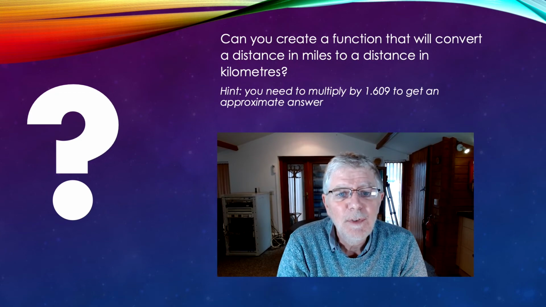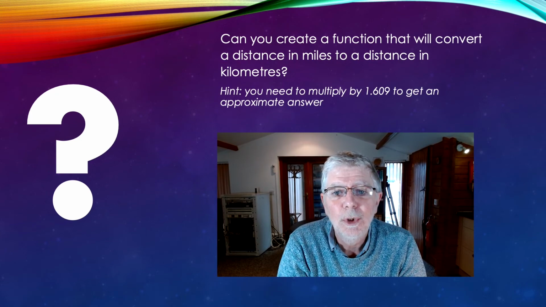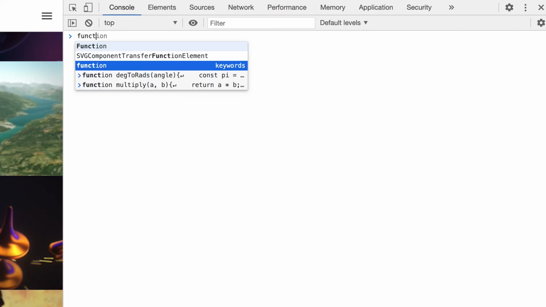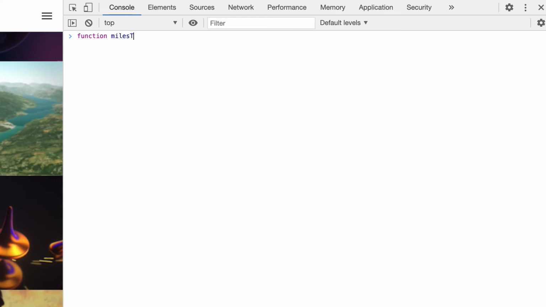Now you've learned about functions, can you create a function that will convert a distance in miles to a distance in kilometers? A little tip, you need to multiply by 1.609 to get an approximate answer. Pause the video now and give it a try. My answer is function milesToKm(dist) { return dist * 1.609; } If we enter milesToKm(5), we get 8.045. Perhaps it's a bit too precise.